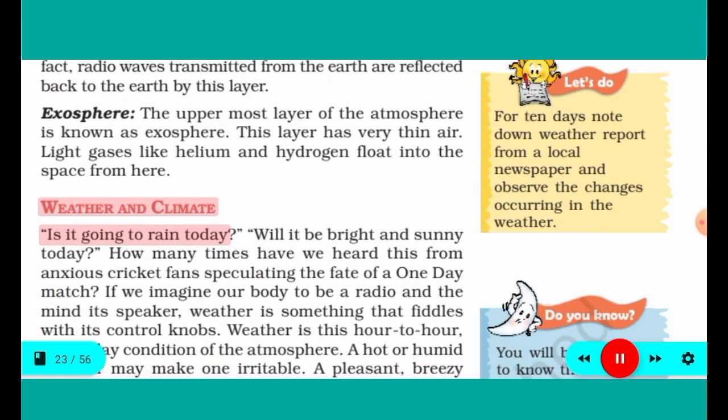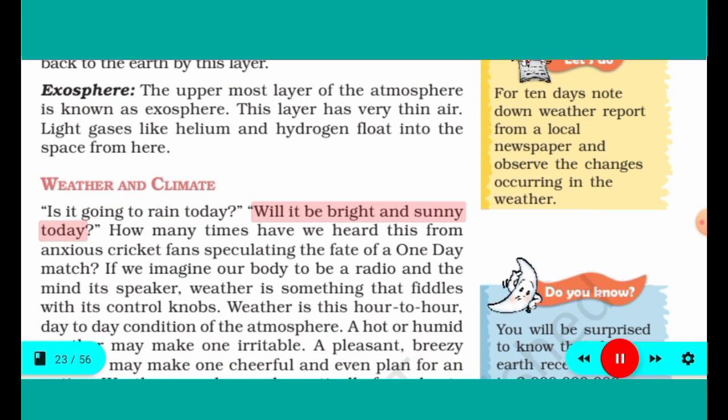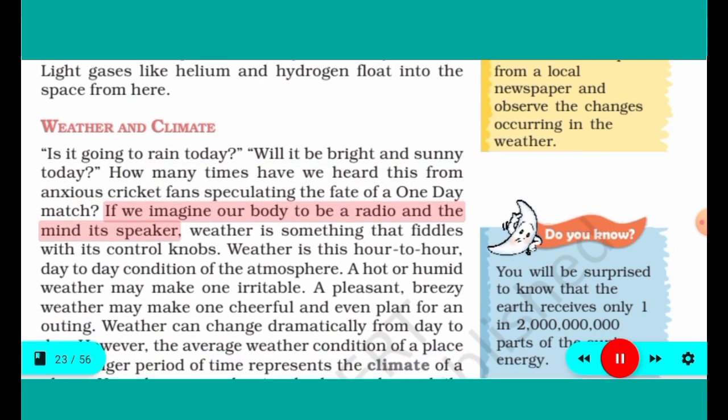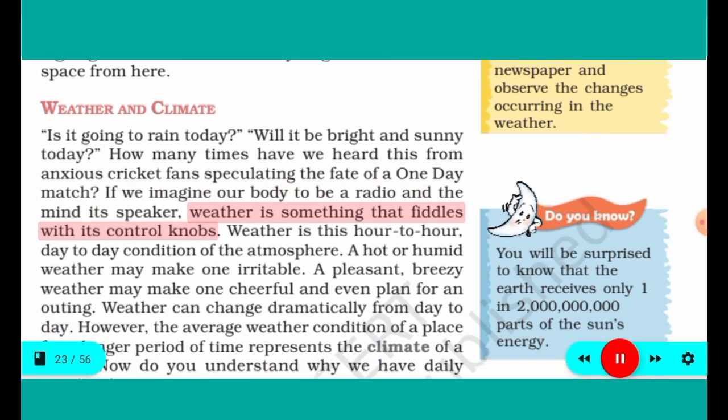Weather and climate. Is it going to rain today? Will it be bright and sunny today? How many times have we heard this from anxious cricket fans speculating the fate of a one-day match? If we imagine our body to be a radio and the mind its speaker, weather is something that fiddles with its control knobs.